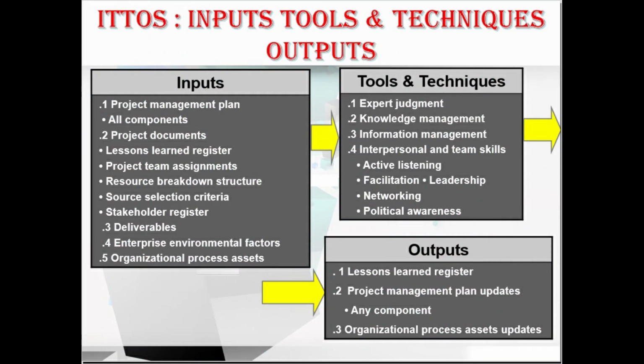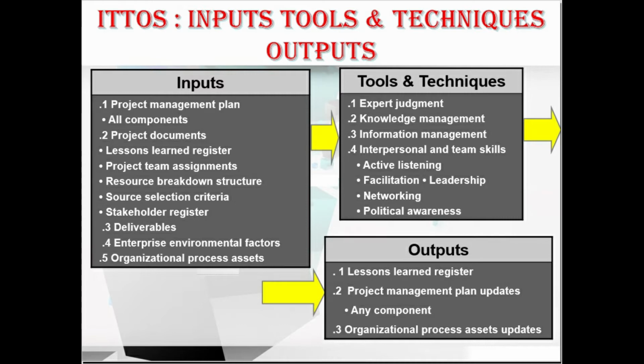In inputs, we have the project management plan, which contains all the components, and we have the project documents, which contain the lessons learned register, project team assignments, resource breakdown structure, source selection criteria, and the stakeholder register. And also we have the deliverables, EEFs and OPAs, that is, the enterprise environmental factors and the organizational process assets.